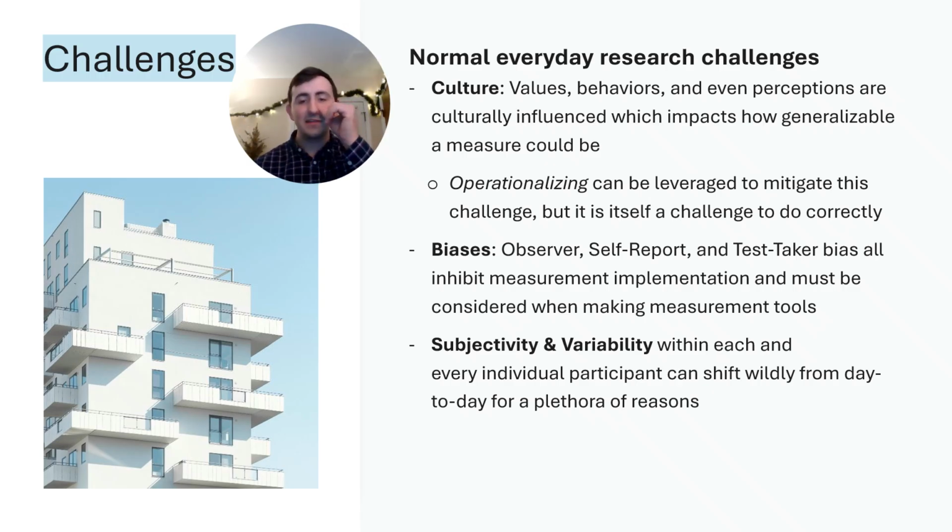And we're going to move up to biases now. There are three major biases to know when it comes to research: observer bias, self-report bias, and test-taker bias. All of these inhibit measurement and implementation and must be considered when you're making your tools. What does this mean? Observer bias is people tend to change simply when they're being observed. I know I don't behave entirely casually the moment I see someone walk in and say, "Hey, can I observe you?" I'll say yes, but I will also act a little differently, depending on why they want to observe me too.